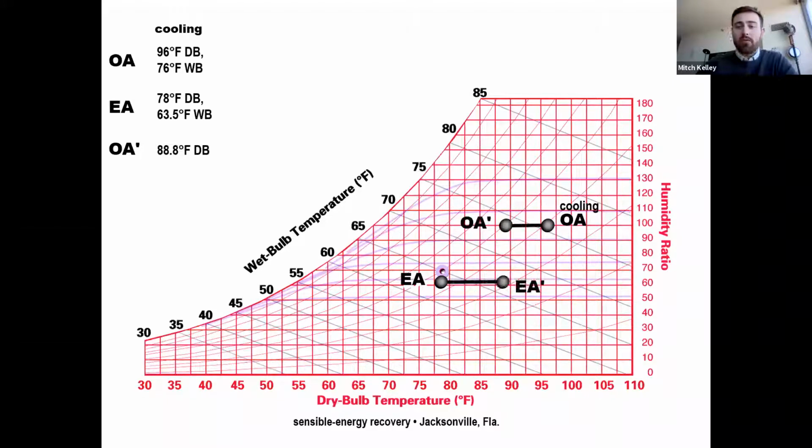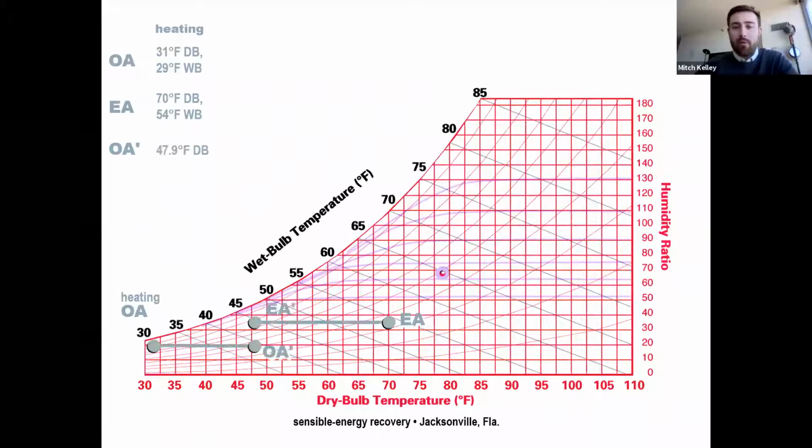The coil loop pre-cools the outdoor air to about 89 degrees. We call this OA prime. This heat is transferred to the exhaust air leaving the building. This reduces the cooling load by 6.5 tons in this case, which lowers operating costs, but maybe more importantly allows the cooling plant to be downsized. The first cost savings associated with this downsizing can often be used to offset the cost of the coil loop itself. Now let's look at winter operation in Jacksonville.